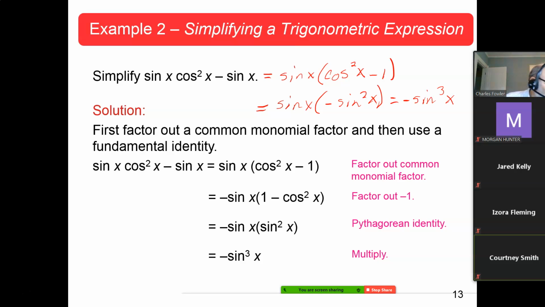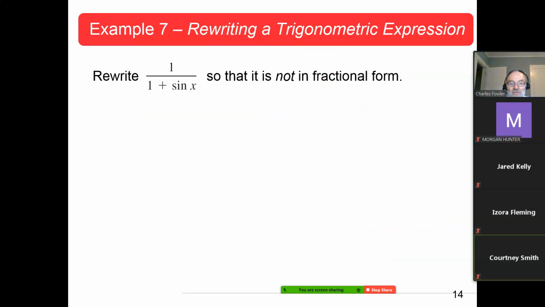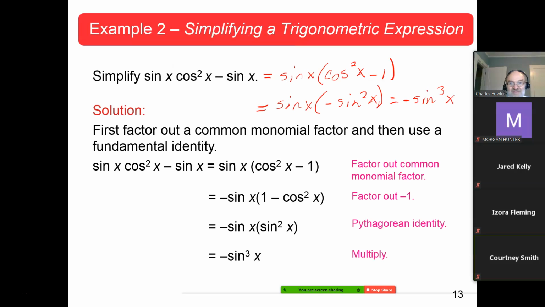That was Example 2, page 349. There is a checkpoint following that. Please do the checkpoints as soon as you can outside of class. Okay? Let's see if they're going to do example 3. No! They jumped to example 7.